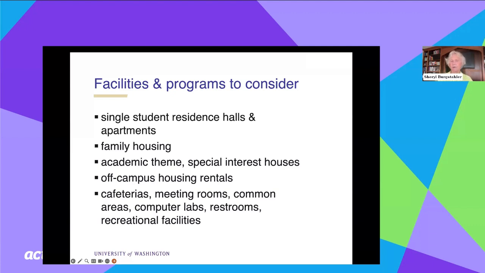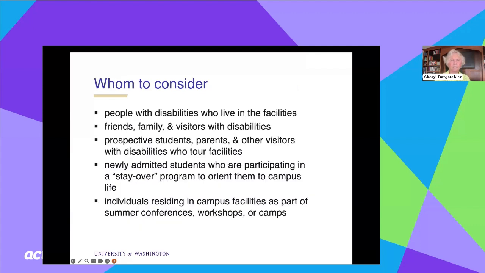But even things like cafeterias and meeting rooms, common areas, computer labs, restrooms, recreational facilities, and so forth, and all programs that might be offered in your facility.